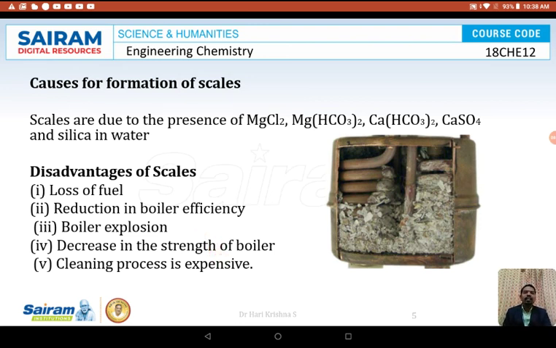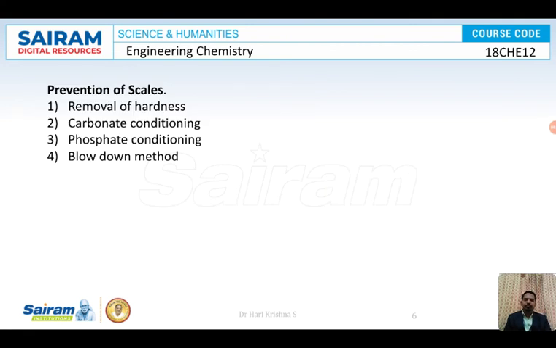Now let us see how to prevent scale. Scales can be prevented by removal of hardness. Magnesium chloride and magnesium sulfate are present because the water is hard, right? So if water is hard, you are supposed to soften the water before feeding it into the boiler. Then there is carbonate conditioning, that is removing the bicarbonates and carbonates. Removing phosphate is called phosphate conditioning. And by the blow down method, to a certain extent you can remove and prevent scales.